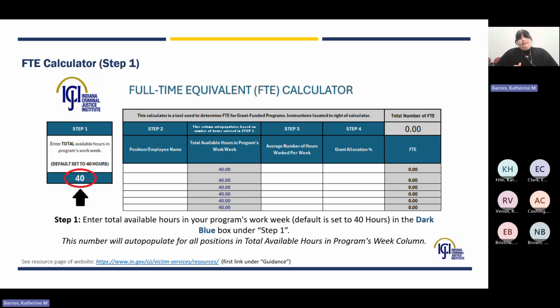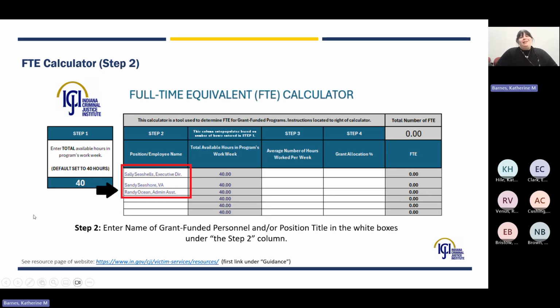That will then automatically populate that total available hours in the program's work week in the gray box in that middle part. You do not edit that gray box.